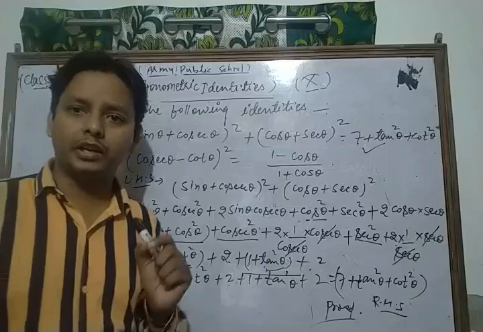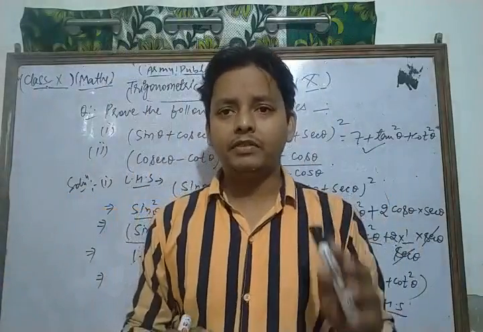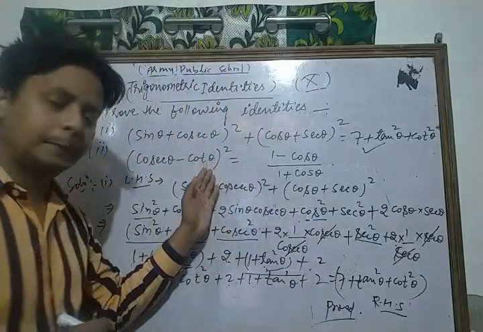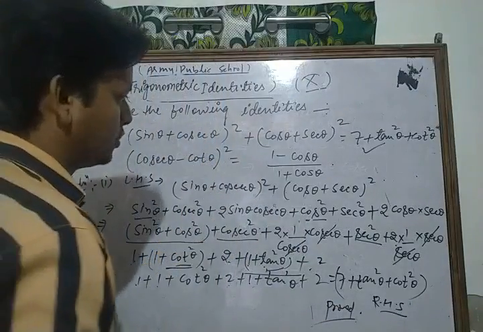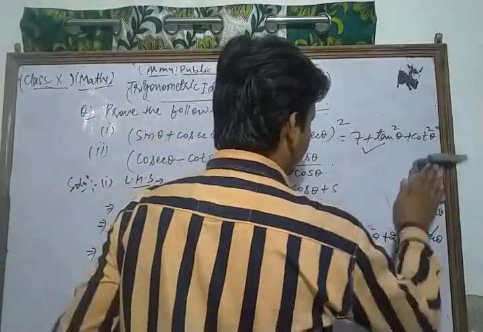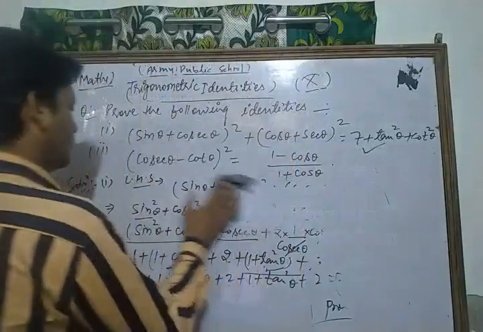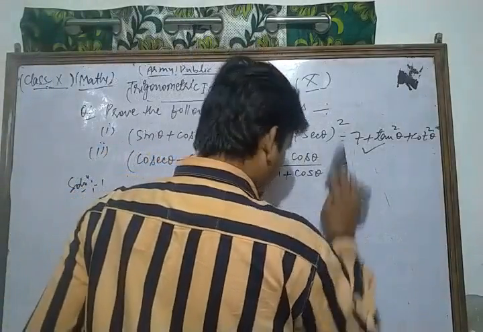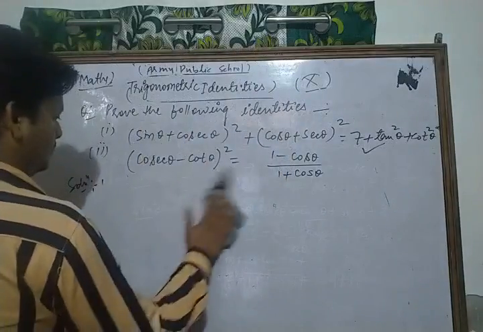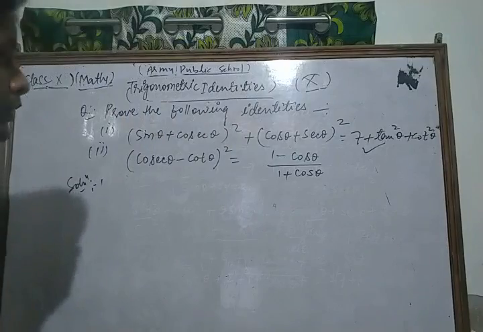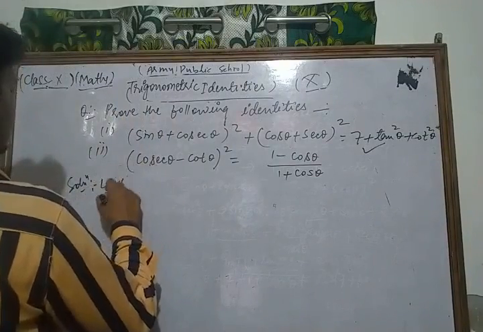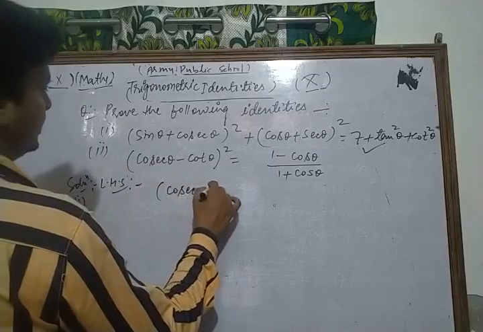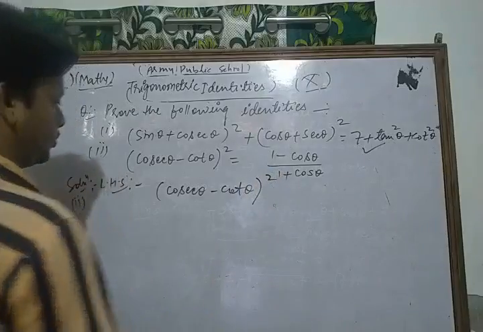Then after that you can solve each and every question. You can prove each and every question of your NCERT exercise based on the topic trigonometric identities. Now we take and prove the second part of this question. Let's see. We take the left hand side. Take the second part of this question, which is what? Cosec theta minus cot theta whole square.